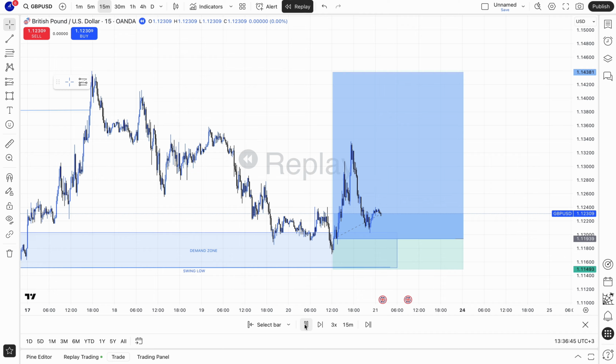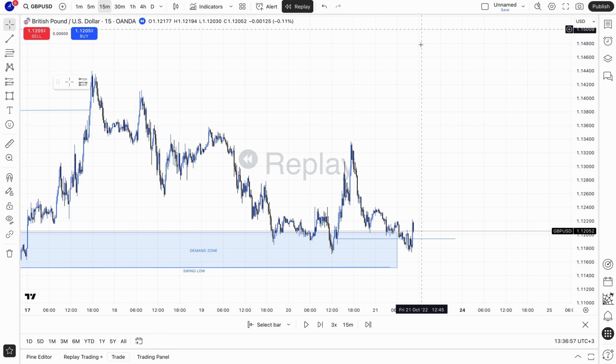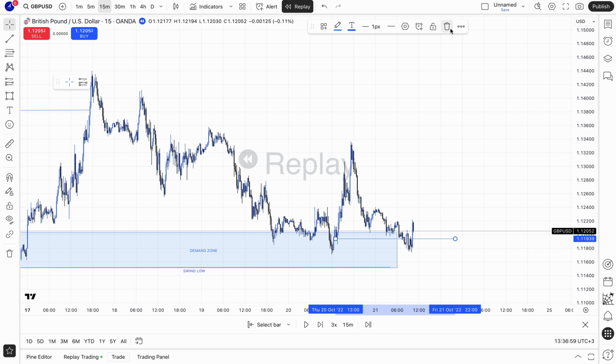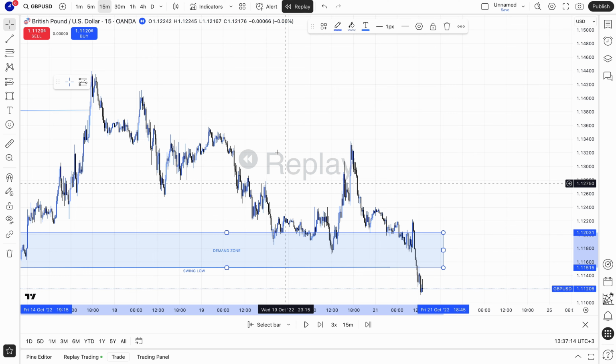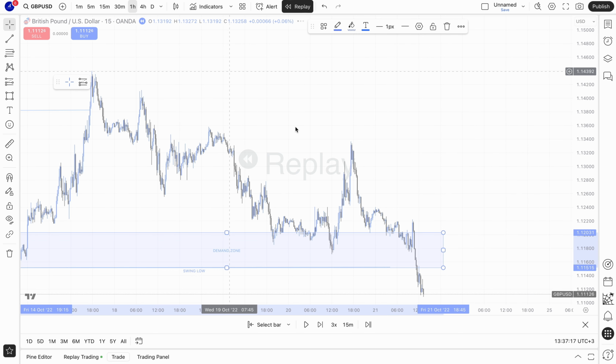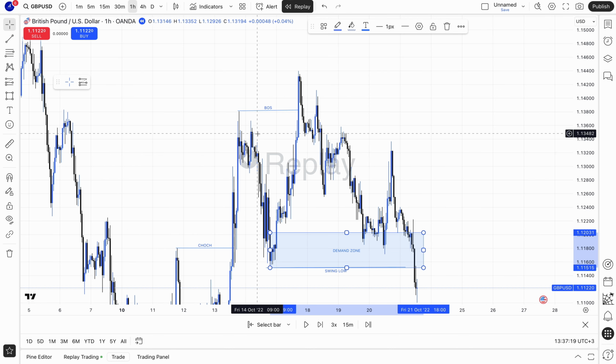Let's see. Then the price came back and hit our break even. Then you have to look for another trade from there. Let's see. But need to see this liquidity taken out before you take any trade. Boom. And then we change the direction.